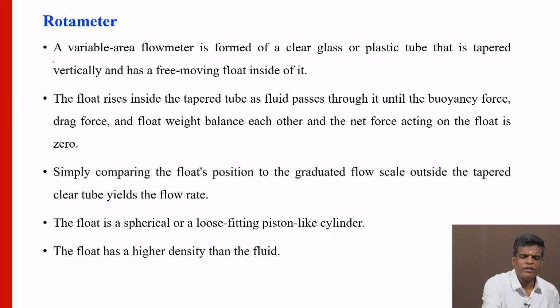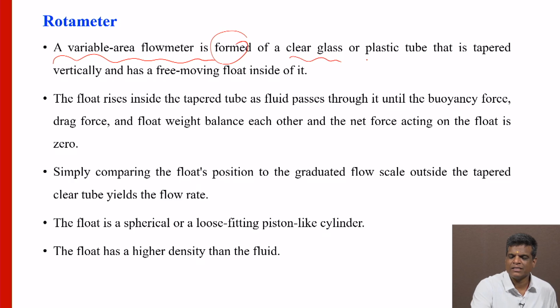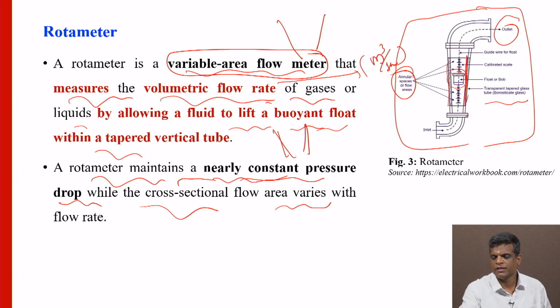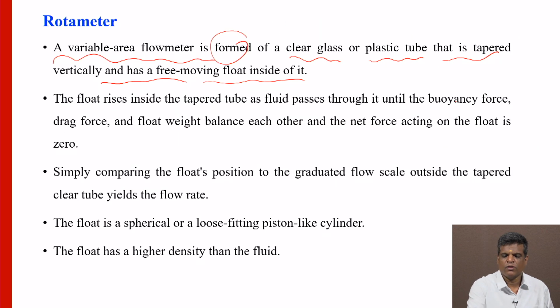Normally the variable area flow meter is formed as a clear glass or plastic tube that is tapered vertically, with a free moving float inside. It is a free moving float inside the tapered tube, and we can see it visibly because it is clear glass, or plastic tube can also be used.